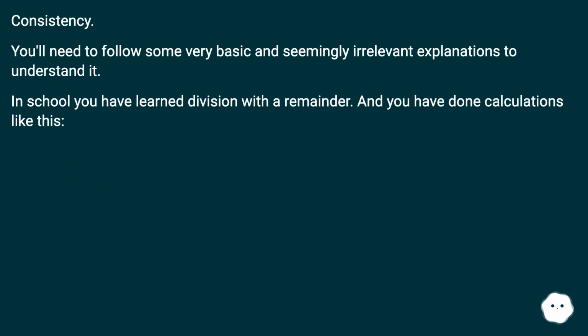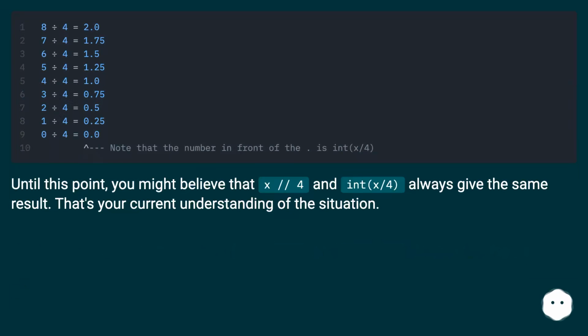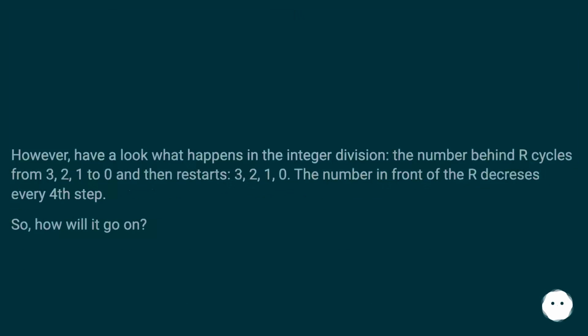Consistency. You'll need to follow some very basic and seemingly irrelevant explanations to understand it. In school, you have learned division with a remainder, and you have done calculations like this. Later, you have learned divisions for real numbers. Until this point, you might believe that x//4 and int(x/4) always give the same result. That's your current understanding of the situation.